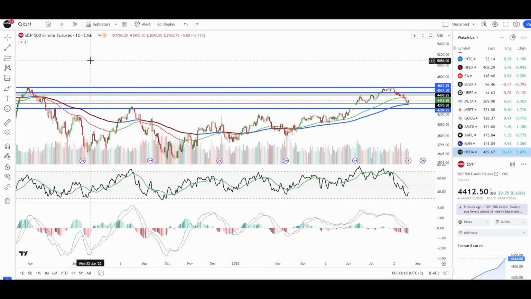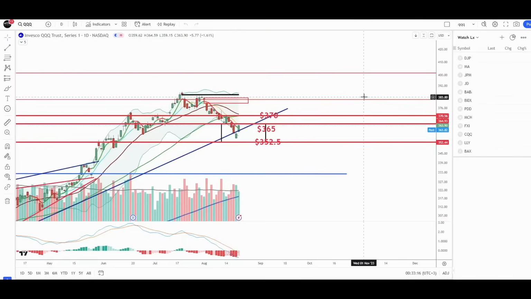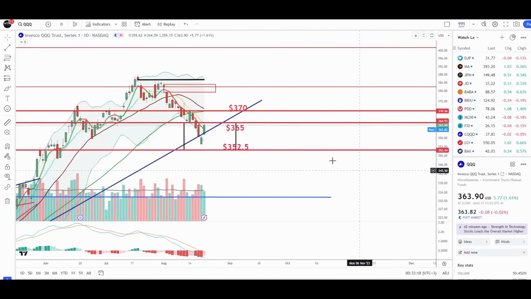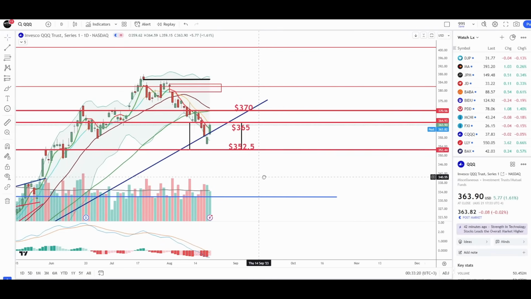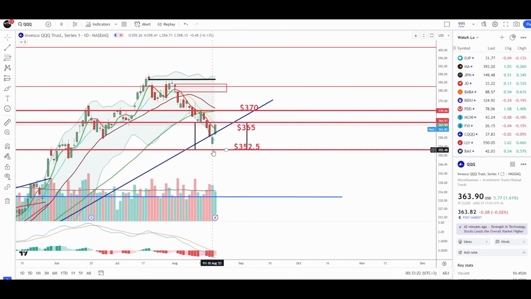Now, let's go back to our charts. Let's talk about the NASDAQ. What are the key levels on the NASDAQ that I'm watching? Again, 3 key levels. 352.5 is support. 365 is the first level of resistance. We actually rejected exactly at that level today. 370, second level of resistance.